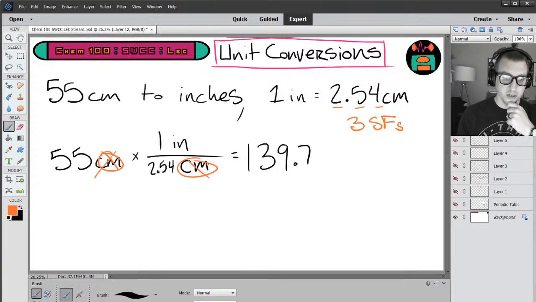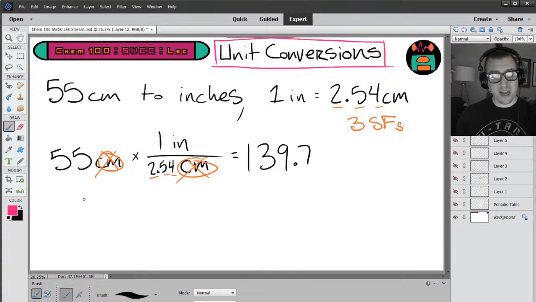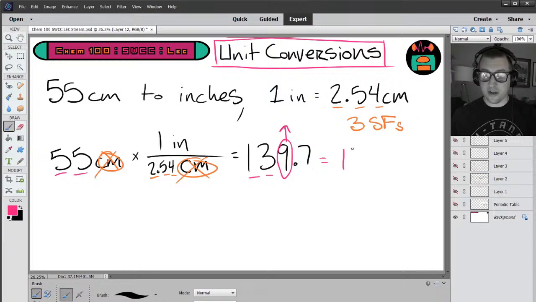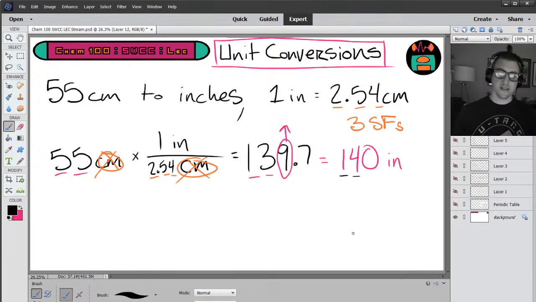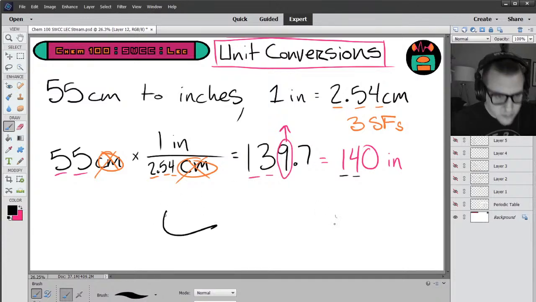Centimeters cancel, which is good. But how many sig figs am I limited to? My unit conversion has 3 sig figs. My initial measurement has 2. So in this case, I'm limited to 2. My unit conversion doesn't affect it in this case. We'll do another one in just a moment. But let's finish this problem. 9 is going to round up. So our correct value with the correct sig figs will be 140 inches, because this has 2 sig figs, and our answer is limited to 2.